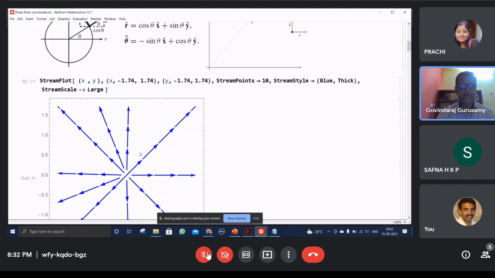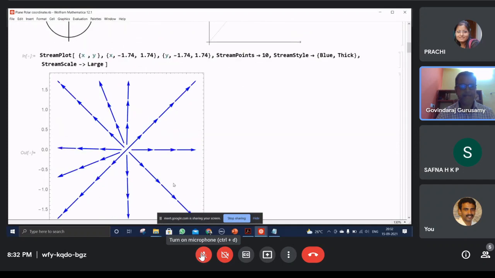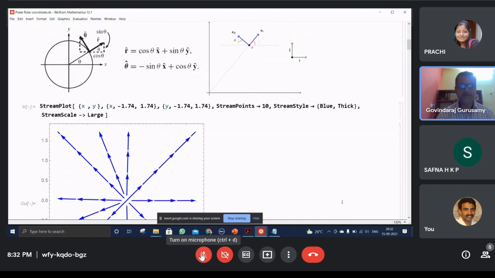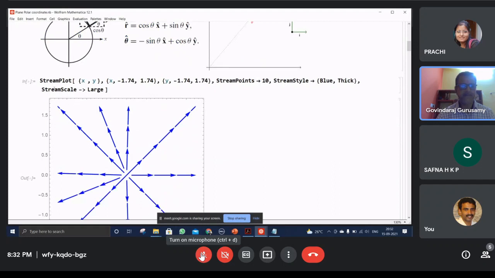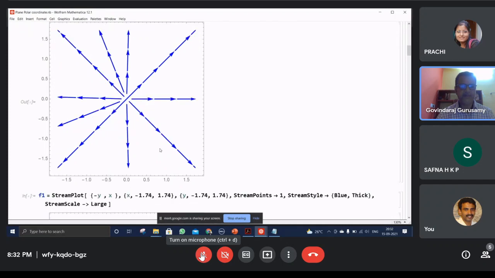Okay, so now I'm making a plot of x and y in a vector field. You can see this is the stream plot or vector field plot, x and y, and x is varying like this. Stream points are 10 points I have taken. You can have any number of points. This is the blue thick line which I made, and the stream scale I have to make a little larger. So this is the field that is around now.